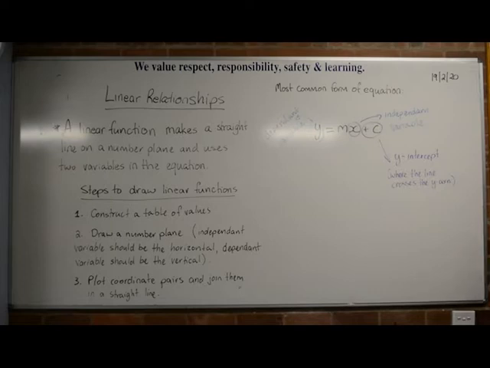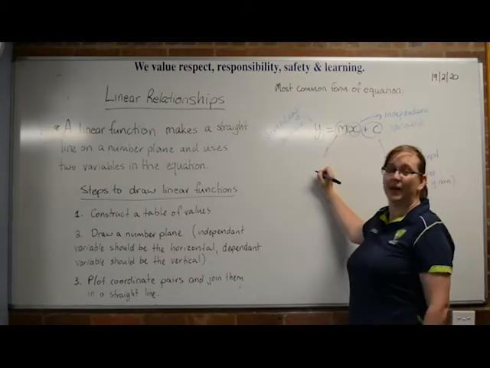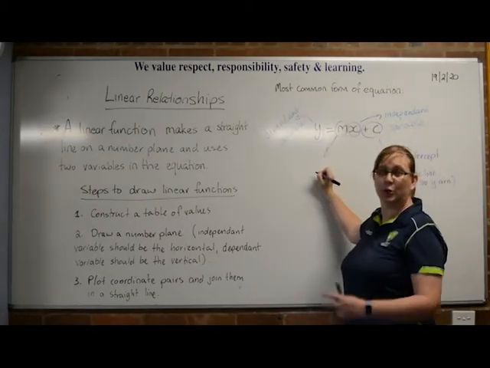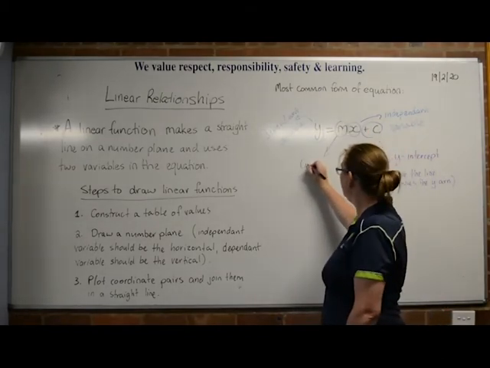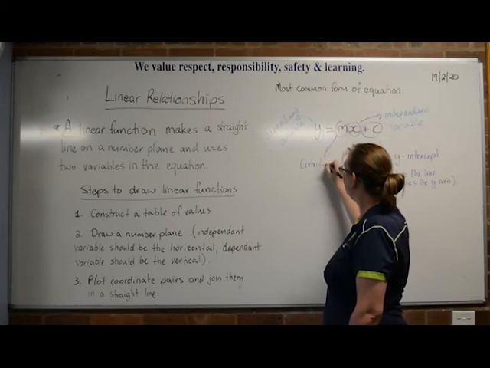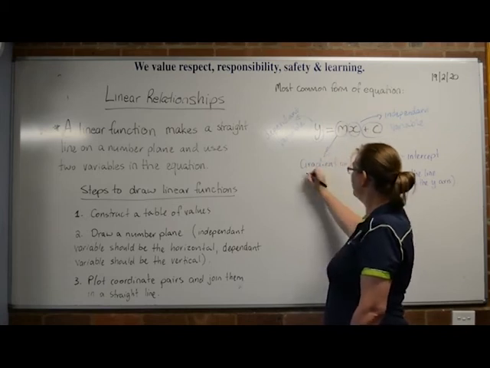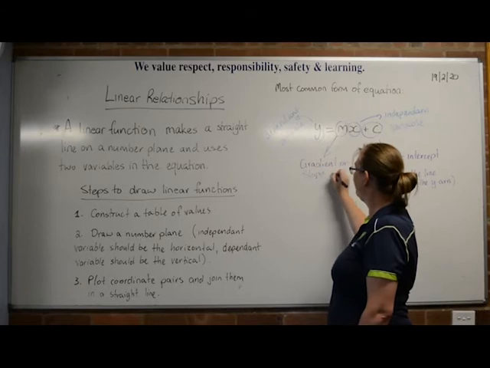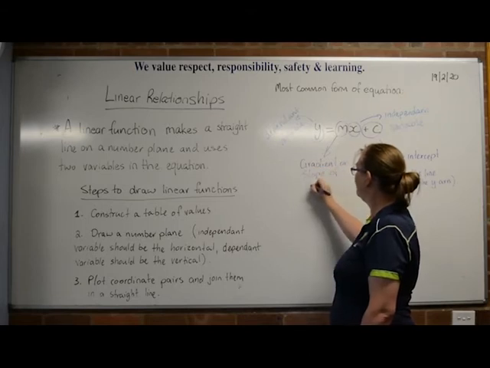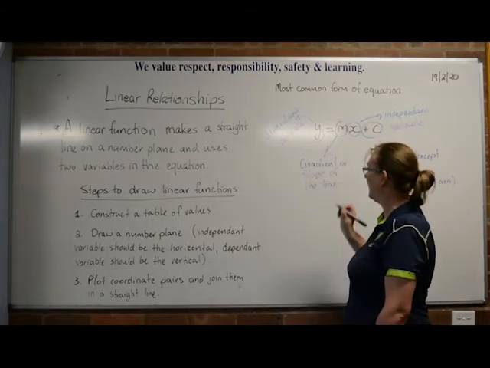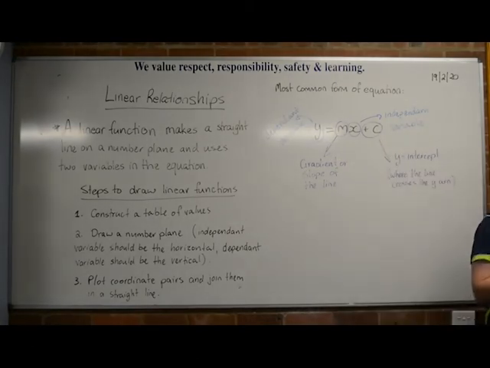And the last bit that we have there is the m. The m is the gradient or slope of the line. That tells us about the steepness of the line, and it tells us about which way it leans.